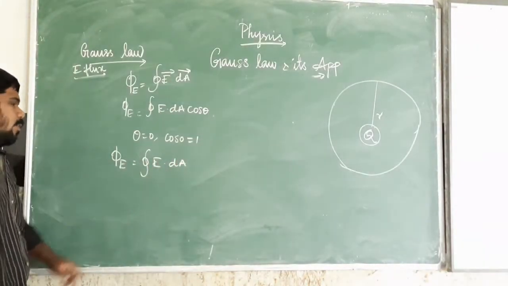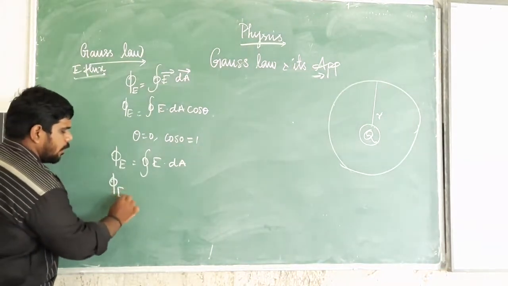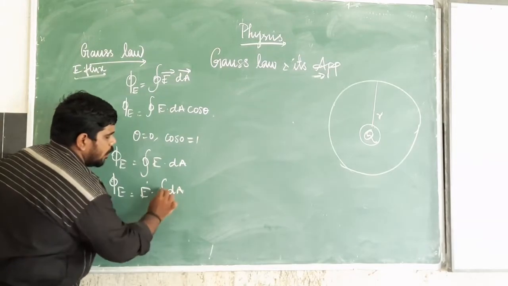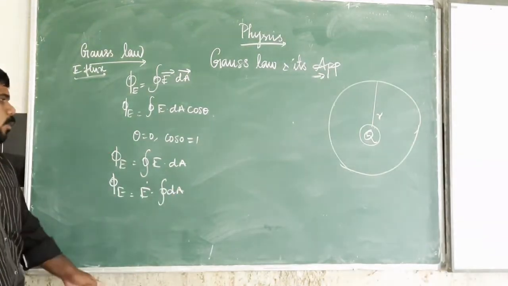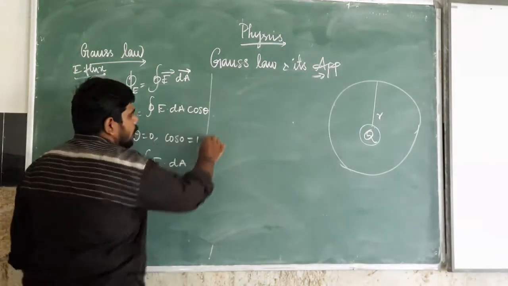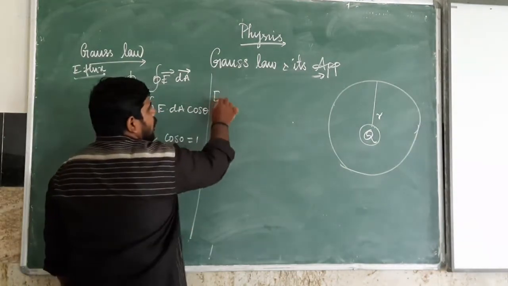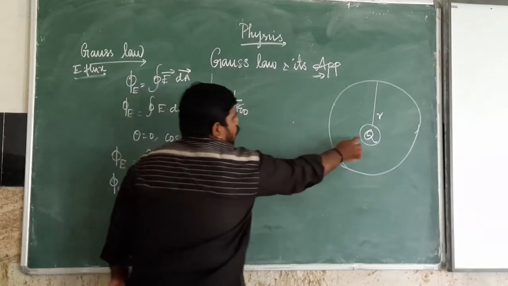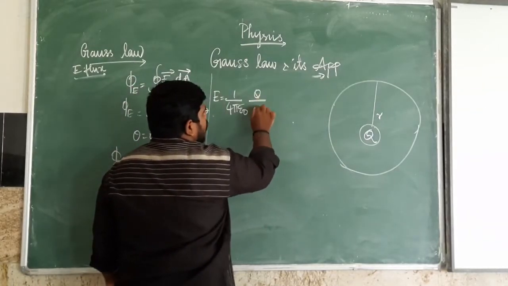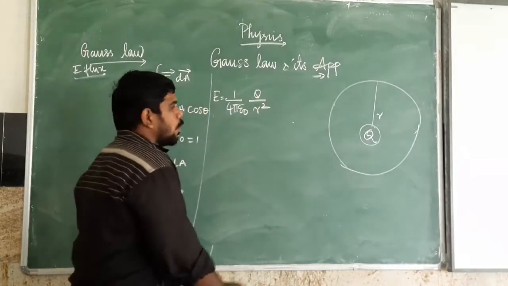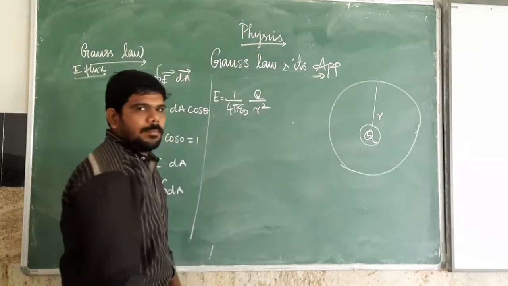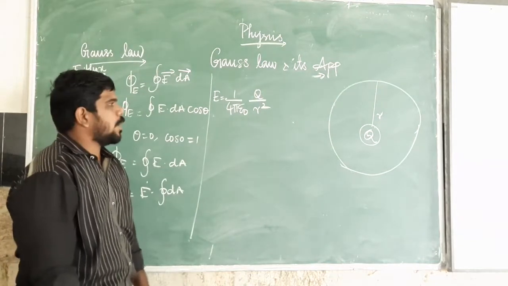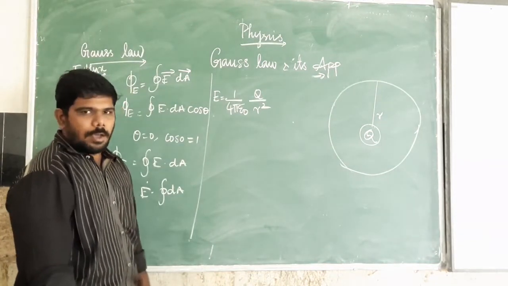Okay, so we take the E outside, so what we get is phi of E equals E into the closed integral of dA. We know the formula for electric field, isn't it? What's the formula for electric field? E is equal to 1 by 4 pi epsilon 0 Q by R square.